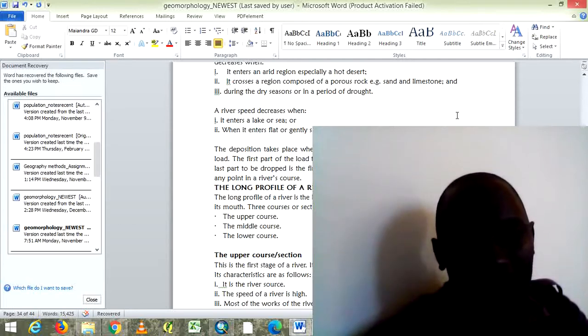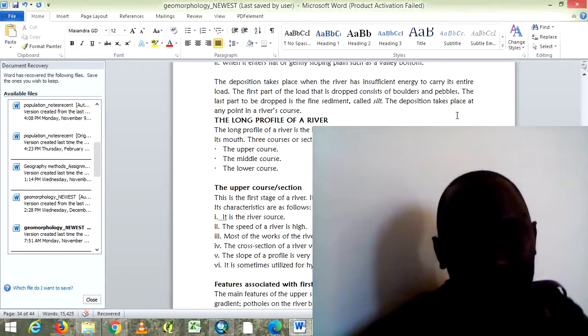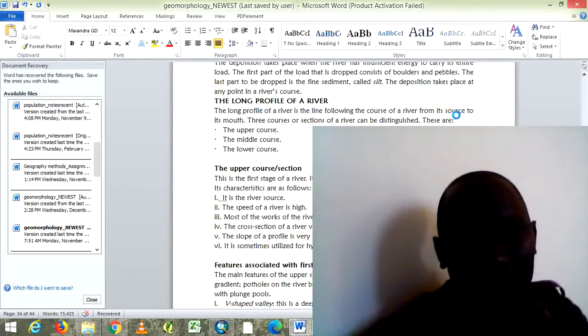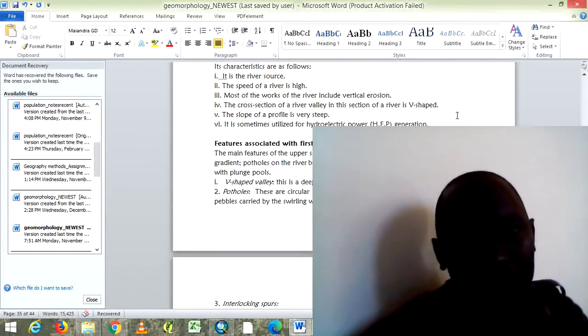The upper course is usually the first stage of the river, sometimes also known as the torrent or youthful stage, characterized by high speed of flow of the river, pronounced vertical erosion. There are also V-shaped valleys. The slope of the profile is very steep and sometimes utilized for hydroelectric power generation because it's characterized by waterfalls in this section of the river. What about the features which are associated with this stage of the river?